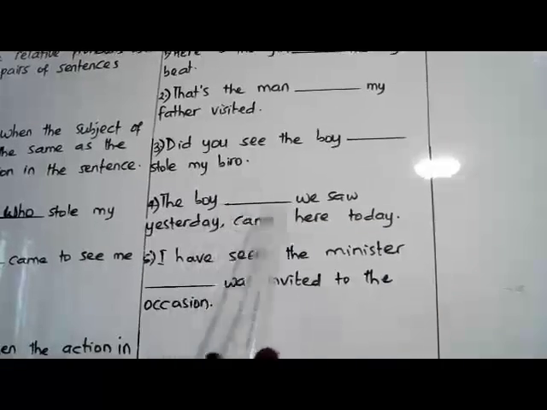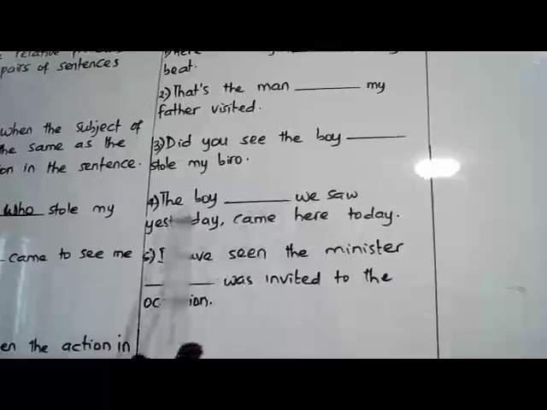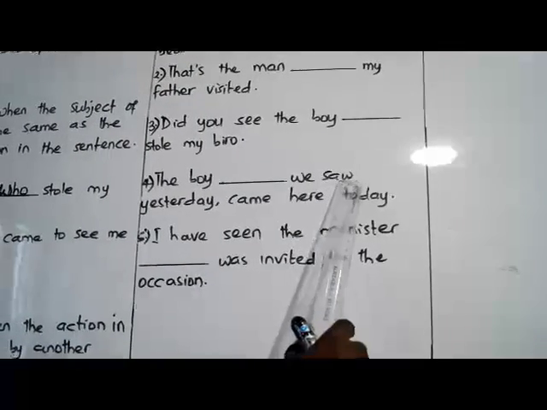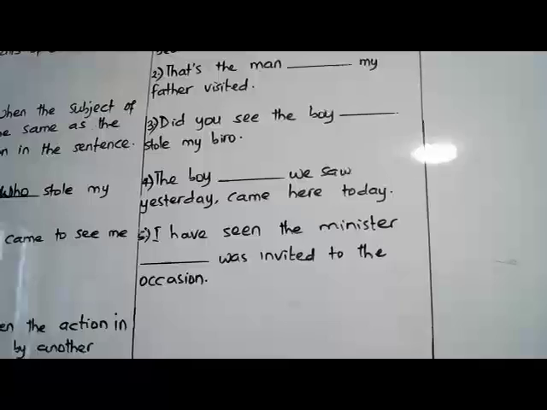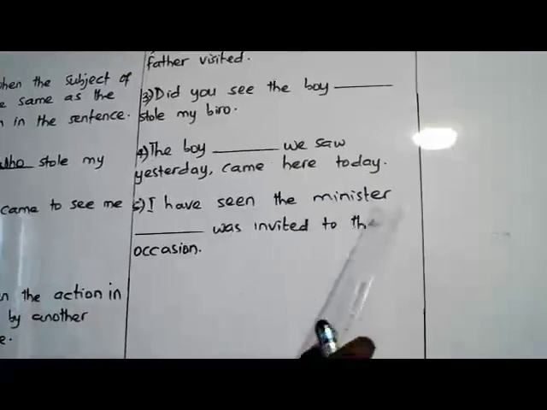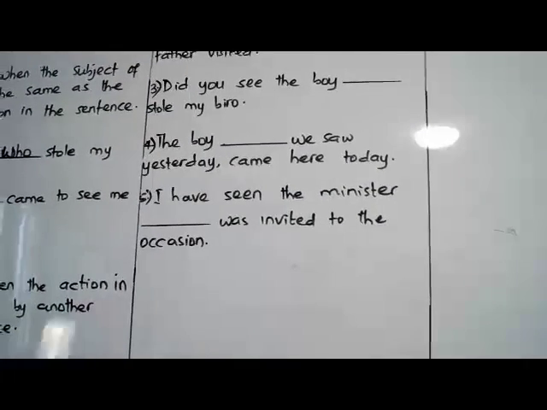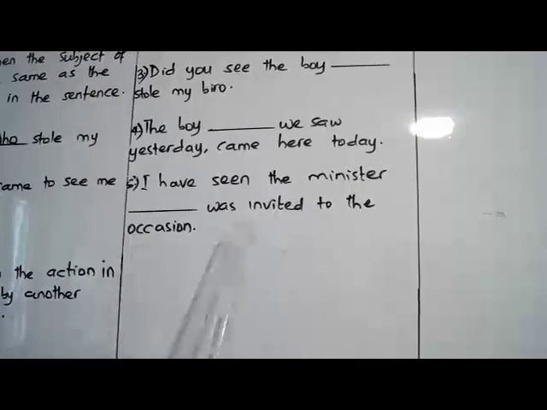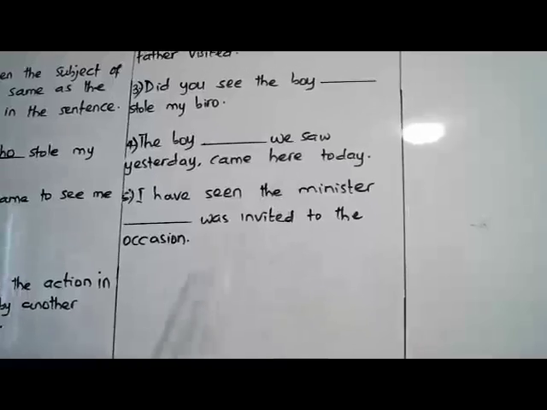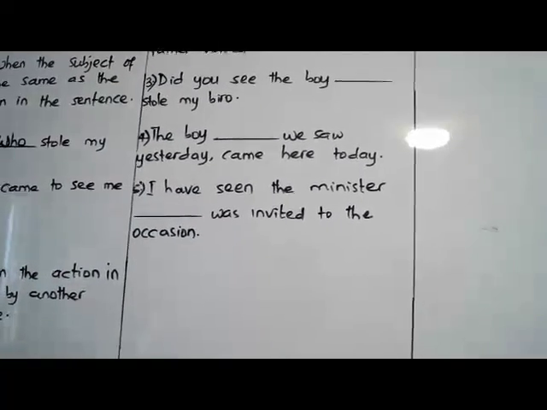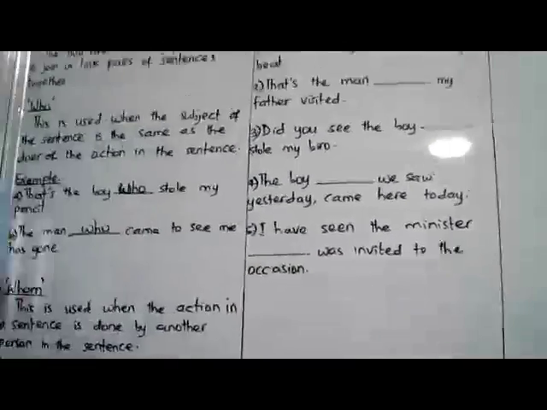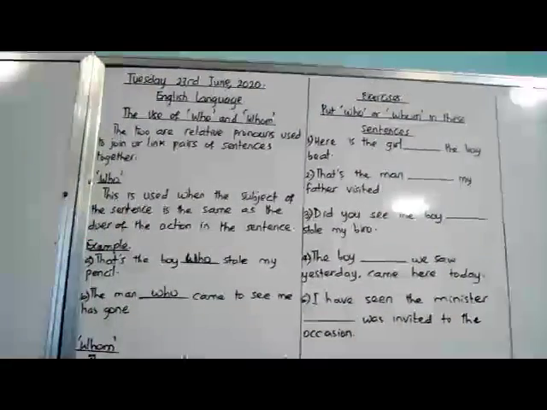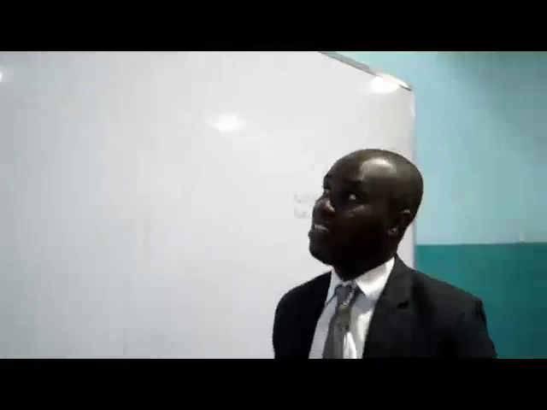Then we have the boy, dash, we saw yesterday came here today. The subject is the boy. So who is carrying out this action, saw? We, another person in the sentence. You should know what to use. I have seen the minister, dash, was invited. We are talking about the minister, the subject of the sentence. The same minister was invited to the occasion. That means the same subject of the sentence is the doer of the action in the sentence. So with the way we have analyzed the use of who and whom, you will be able to use appropriate words to fill in the spaces that we are given in the exercises.